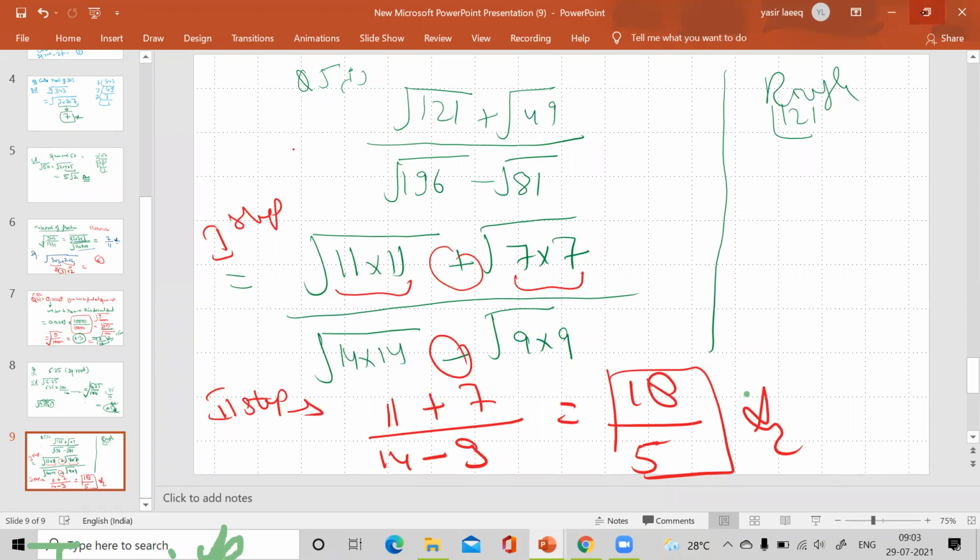Okay, sir. Question 5, second part. Sir, in that also we have to do the same method, just we have to divide it. Yes, beta. Whatever operation is given, plus, minus, multiply or division, we have to observe that only. First, take the numbers out of the under root sign by making pairs. Factorize it.